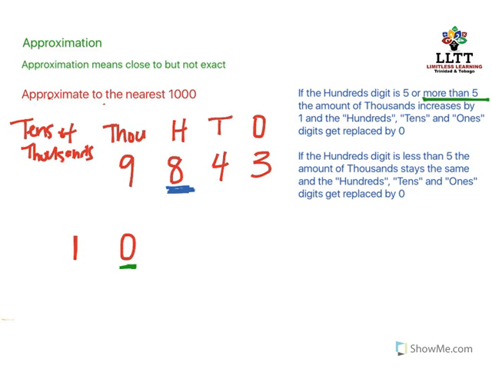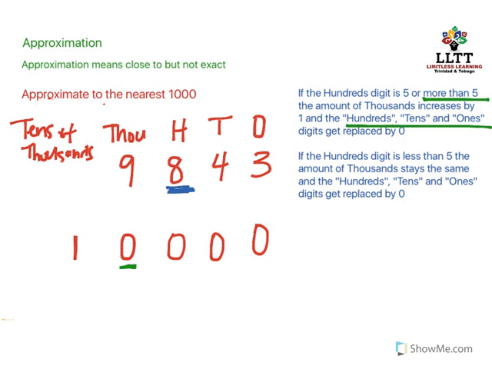So when we add 1 to 9, we get 10. But we can't put 2 digits under thousands, right? So that 10 is going to represent 1 ten of thousands, 0 thousands, and then we continue with the rest. We're going to replace our hundreds, tens, and ones with zeros. Hundreds get replaced with 0, tens get replaced with 0, and ones get replaced with 0.